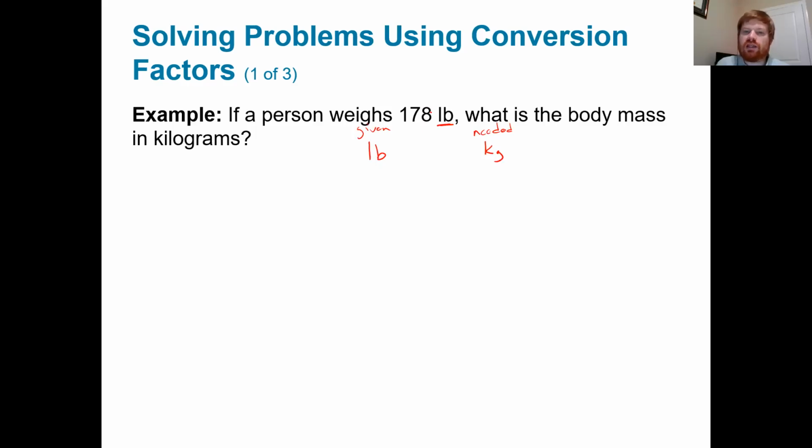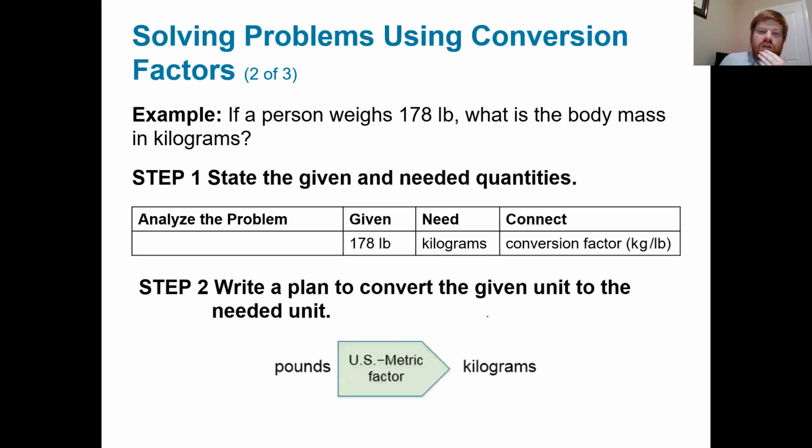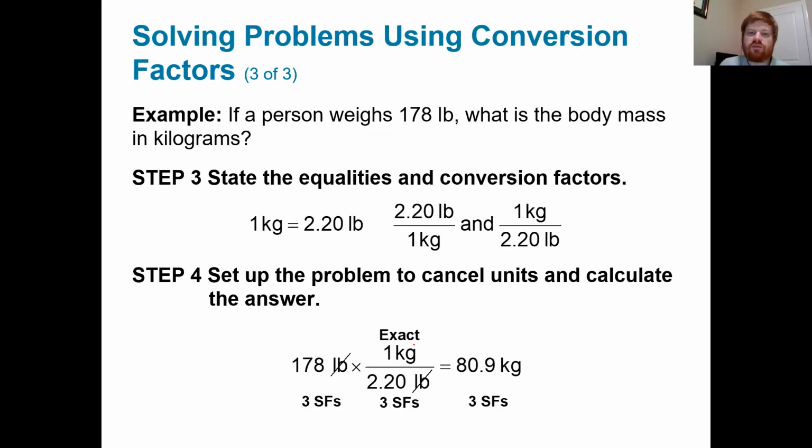Now, is there a way to convert directly from pounds to kilograms? Sure enough, there is. There's a direct conversion from pounds to kilograms. It's that 1 kilogram equals 2.20 pounds. So that's going to be our plan. We're starting from pounds, we're going to kilograms. And this is another way that you can set that up. Whichever way you prefer, totally fine by me. You're given 178 pounds, you need the answer in terms of kilograms, and you know that you have a conversion factor to get from pounds to kilograms, a US metric factor.